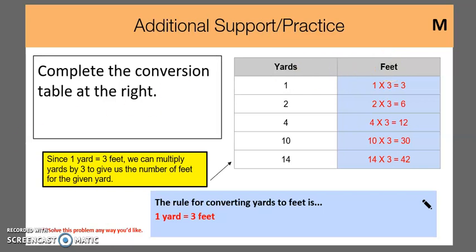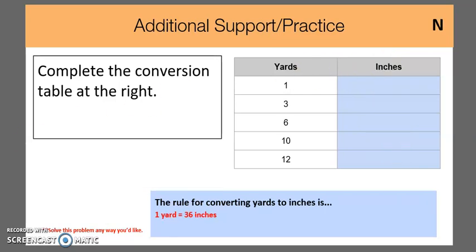Okay, we're going to do one more. Now we're going to look at converting yards into inches. So again, complete the conversion table at the right. And for here, I provided the rule for you. We know that 1 yard equals 36 inches. So pause the video, think about how you would answer this section, and we will compare your answers with the ones that I provided.